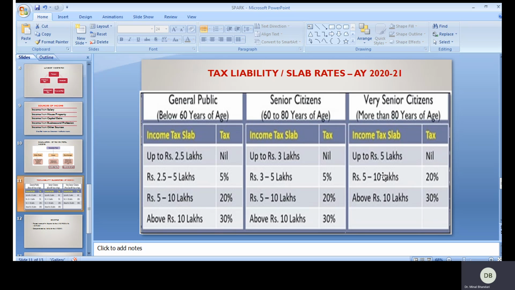Rupees 5 lakh to 10 lakh, he pays tax at the rate of 20%, and above rupees 10 lakh, 30%. It means for the range of rupees 5 lakh to 10 lakh, the tax rate is the same, that is 20%, and above rupees 10 lakh, the tax rate is also the same. But for the first slab and second slab, there are some variations offered by the Income Tax Department.